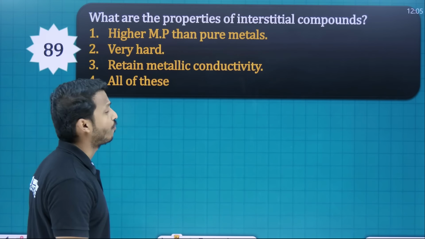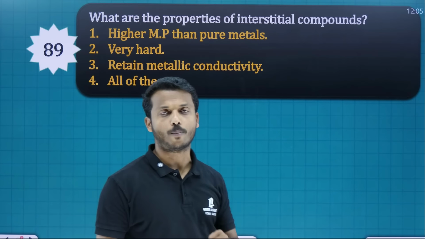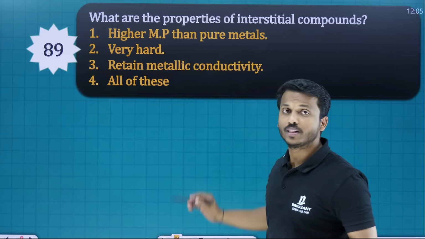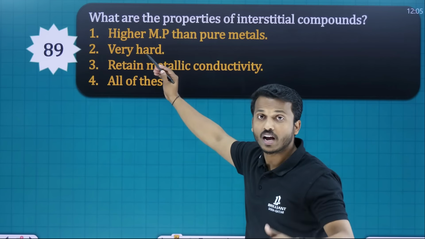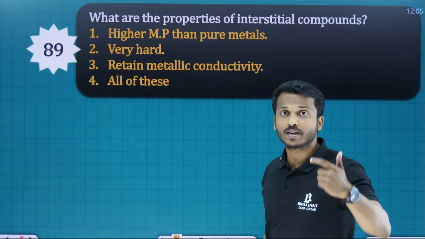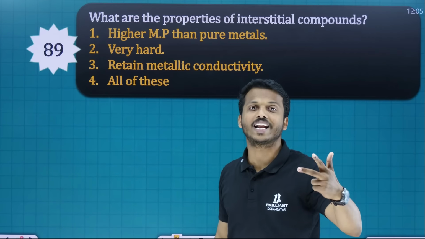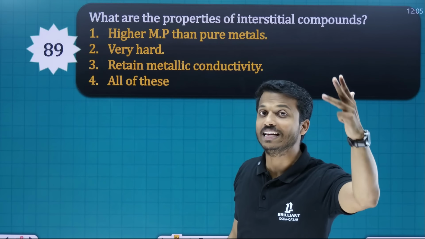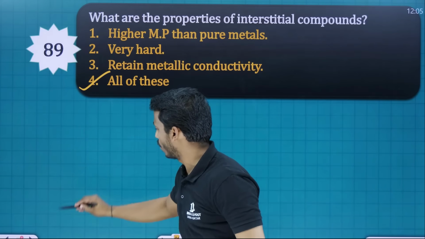What are the properties of interstitial compounds? We studied 4 properties. Higher melting point than the pure metal? Yes. Very hard? Yes. They retain their metallic conductivity? Yes. One more is there actually. They are chemically inert. So all of these are properties.